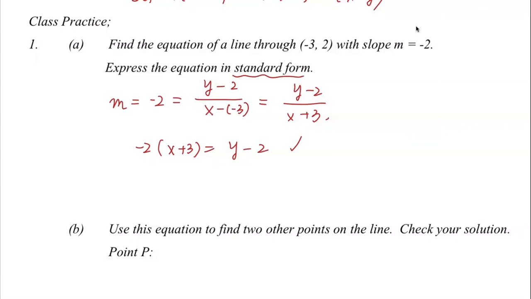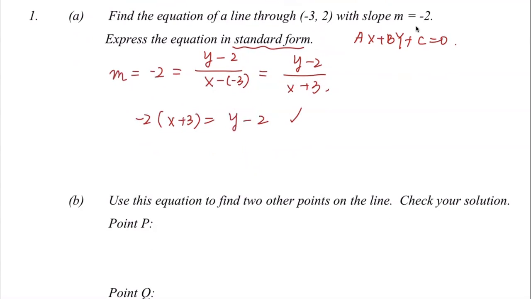But this question asked us to express the equation in standard form. Standard form is ax plus by plus c equal to 0. So we just need to do a few more steps to change the point slope form to the standard form. We basically move everything to the left side and leave the right side of the equation 0. So now we have -2x minus 6 minus y plus 2.